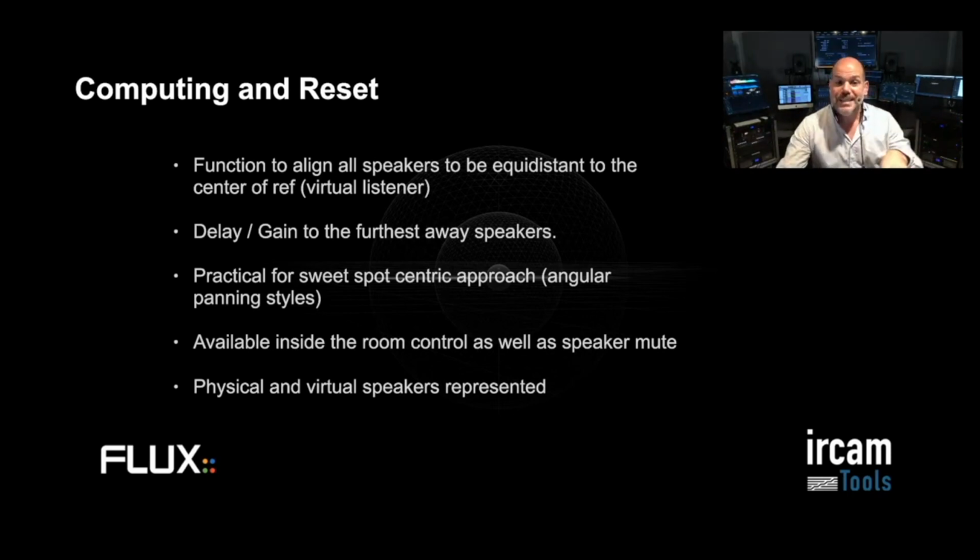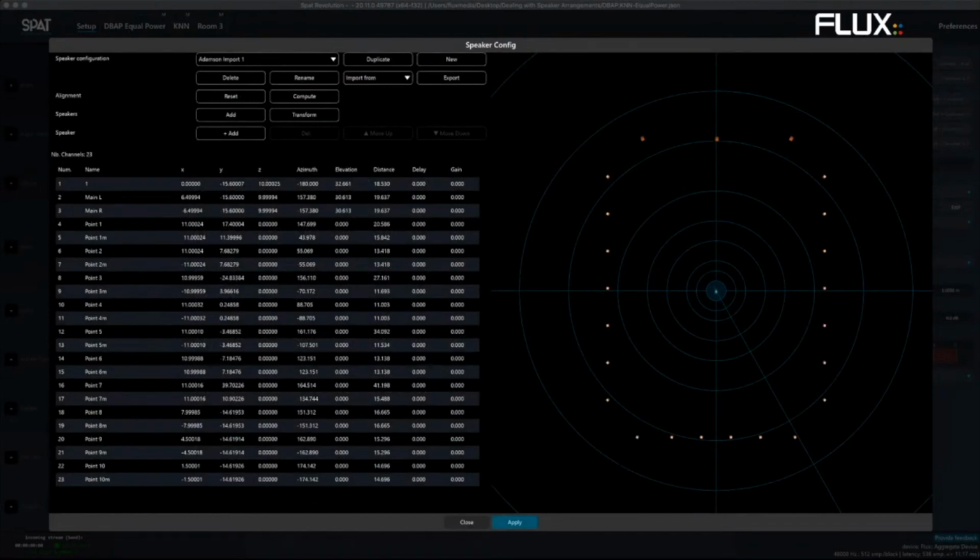This is available inside the room control as well as a mute. So we'll see this, and then you'll be able to visualize the physical and the virtual speakers. Better to do it live like this. Okay, you see the compute is right there, and if I press compute, look at what just happened. All speakers that are surrounding that reference have been aligned, and you can see the delay and the gain that was applied to give us an equidistance, which will smooth out the panning as you're moving things around.